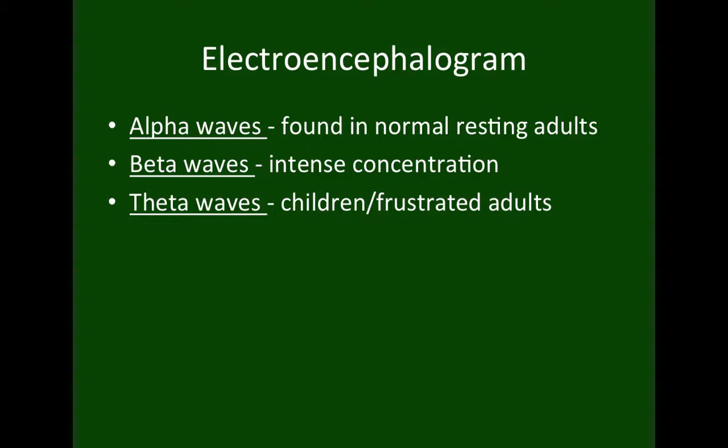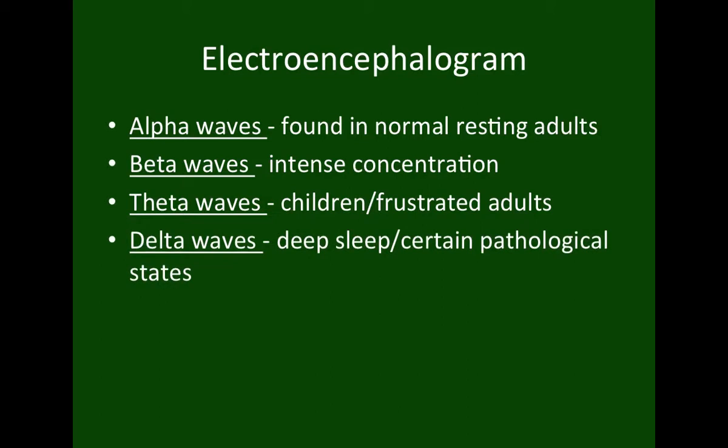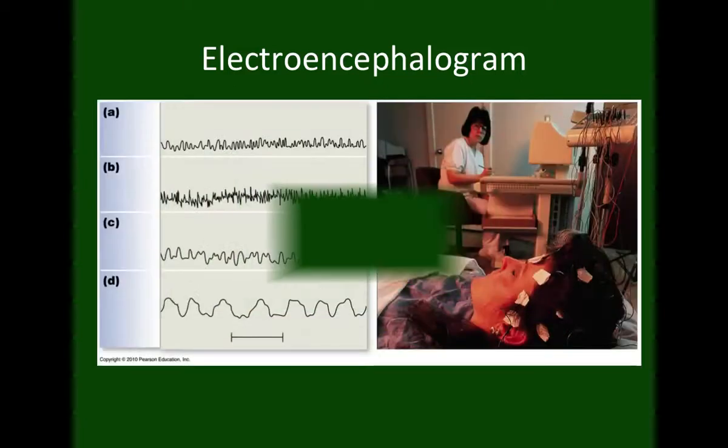When we think about it, a lot of times kids get frustrated because they want to be able to do something, especially younger kids, and they don't know how to ask. Their vocabulary hasn't developed enough to be able to communicate, so they get very frustrated. And you'll see the theta waves in them. Delta waves indicate deep sleep and certain pathological conditions. Remember, pathology indicates disease, so certain conditions will pop up delta waves when we're not supposed to see them.